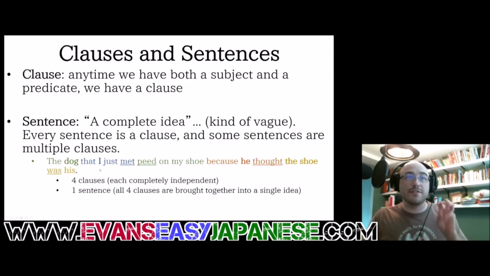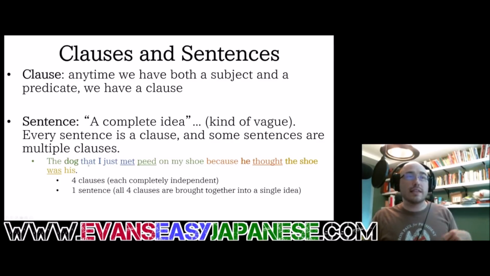And then all of the verbs in the sentence are underlined. So I met. Met is underlined. So we have a subject and a verb. They come together. We have dog and peed. They come together. And then he thought. So thought is underlined because that's the verb of he. And the shoe was his. The shoe was. I don't know why that's tripping me up. The shoe, bolded, was. He thought. I met. And the dog peed.